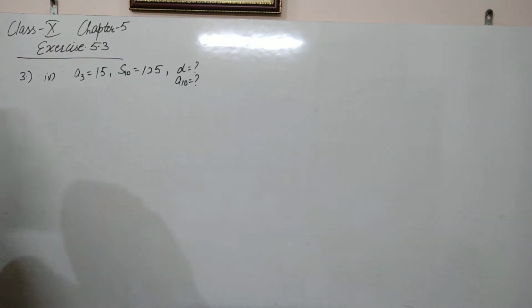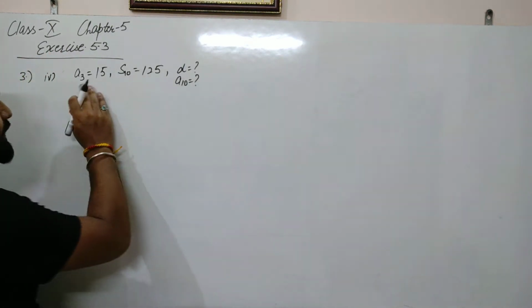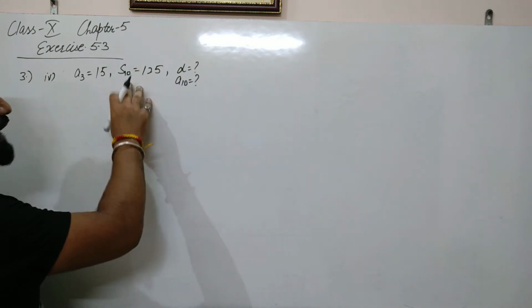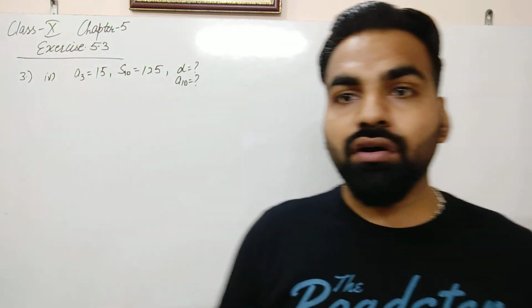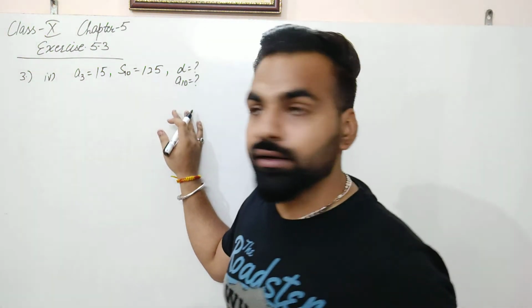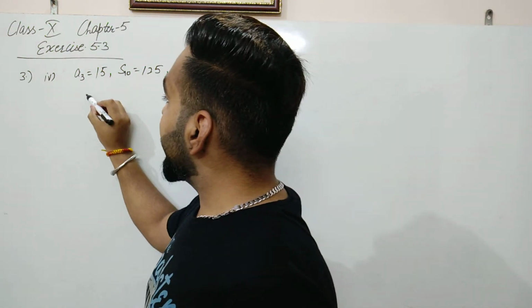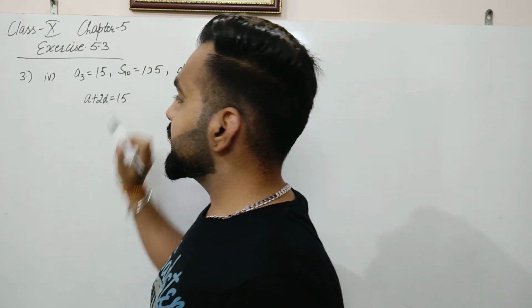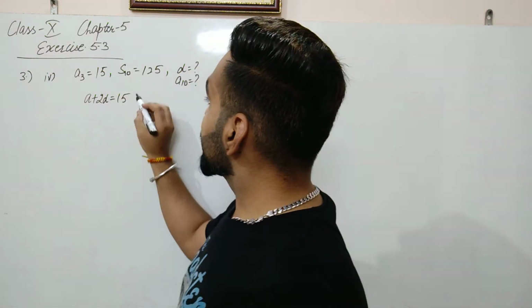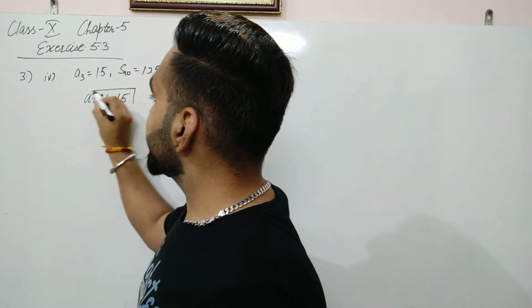Let us see the fourth part of the third question. a3 is given as 15. S10 is given as 125. We have to calculate the value of d and a10 here. So a3 can be written as a plus 2d. This will be equal to 15. Let us say this is equation number 1.